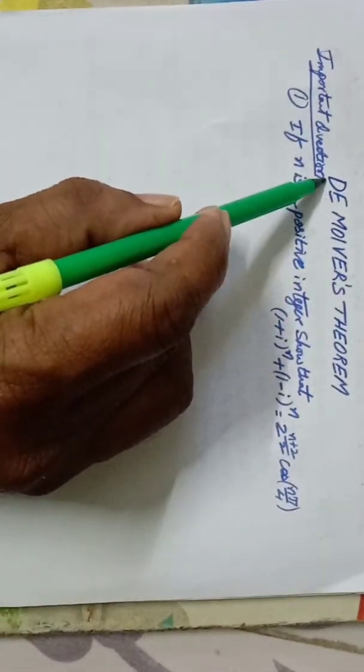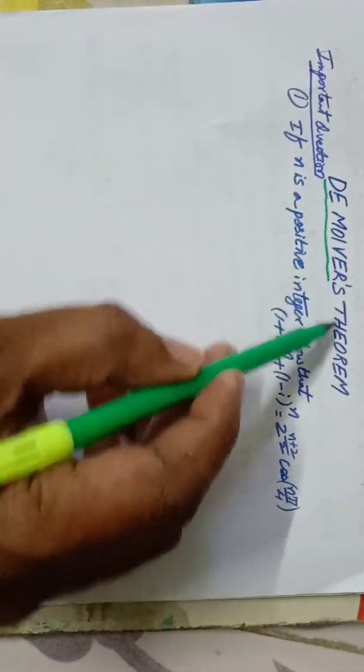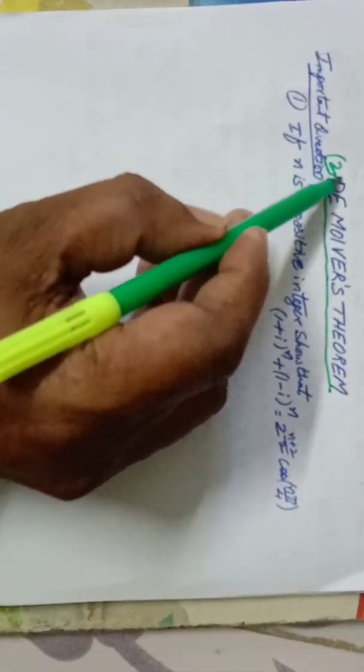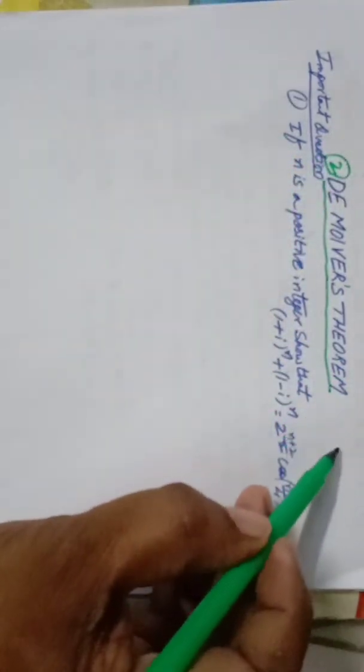Good morning, children. Now we are going to see Inter second year, chapter number 2, De Moivre's theorem. In this chapter, we are having one short question and one essay question. In total you will get 9 marks from this chapter.